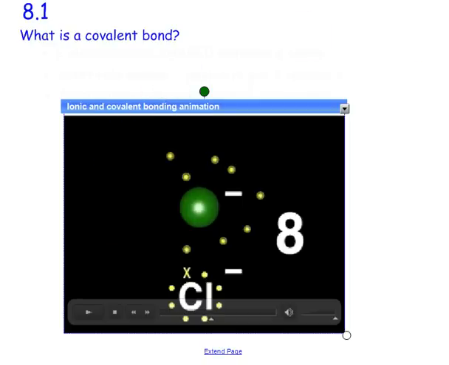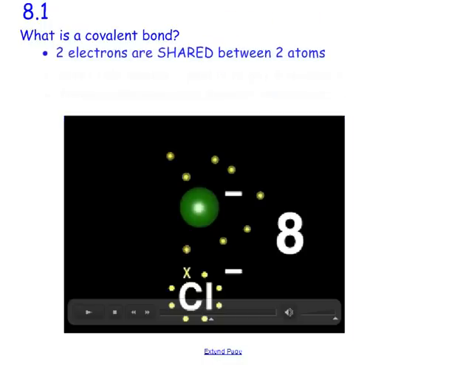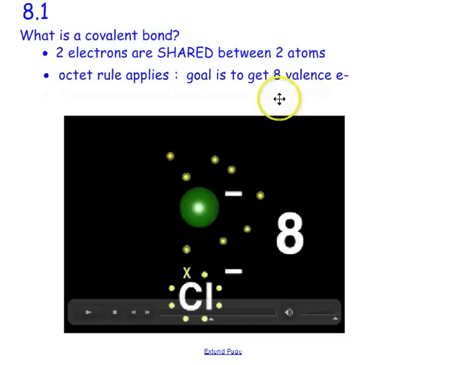Starting out with trying to understand the definition of what is a covalent bond. We've seen in Unit 7 that ionic bonds form when a metal atom gives its electron to a non-metal atom, and they don't share electrons. One electron is actually given away to the other atom. In a covalent bond, two electrons are shared between two atoms, and the octet rule still applies because each atom that's sharing the electrons is sort of tricked into thinking that it has a full valence shell. Right? So that's the goal, is to try to get that full valence.